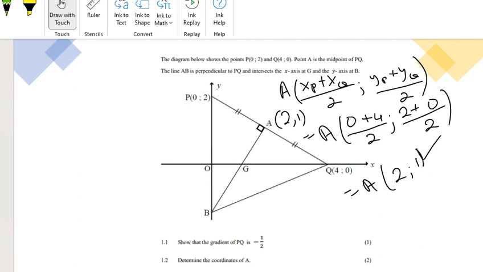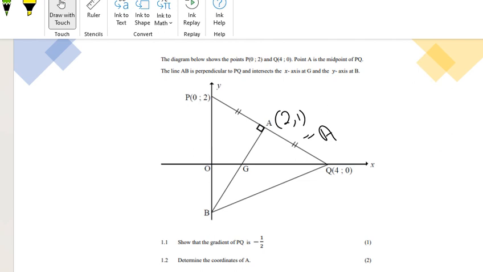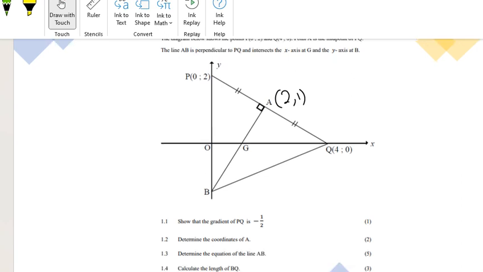What I like about analytical geometry is that you are able to mark your own self. Okay, let's go down.